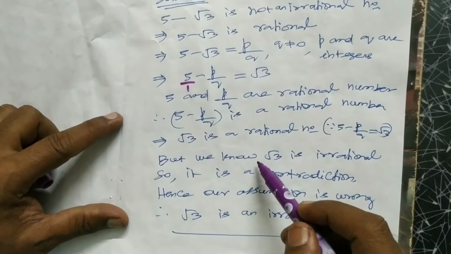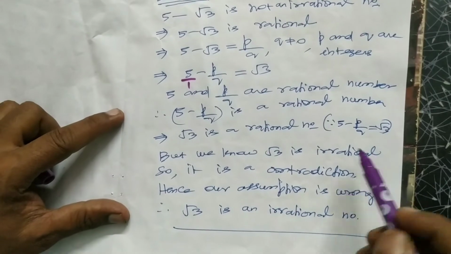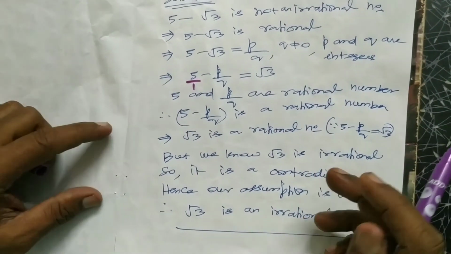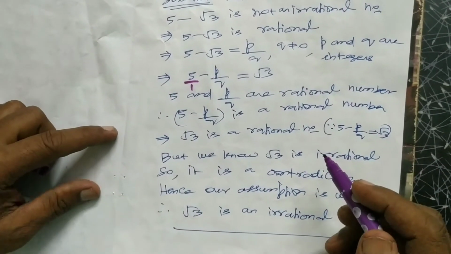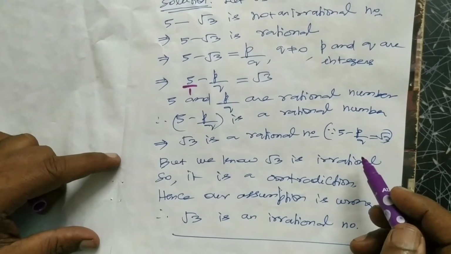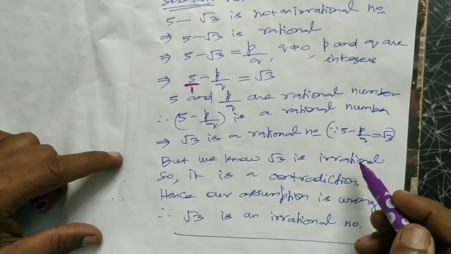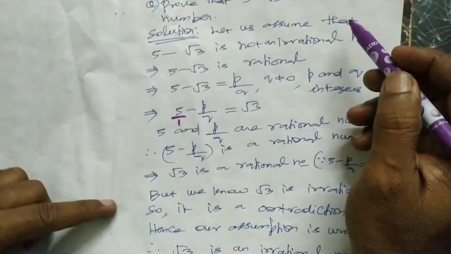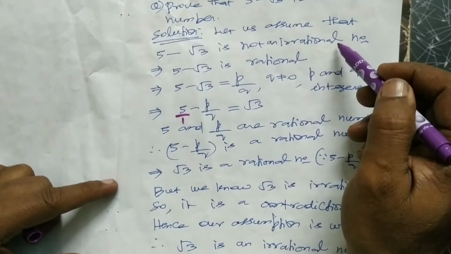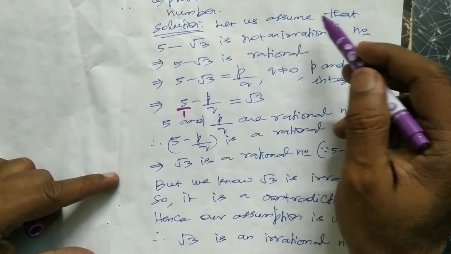But we have already proved that root 3 is irrational. LHS is rational, RHS is irrational. Therefore, this is a contradiction. On one side irrational is coming, on the other side rational is coming. Therefore, it is a contradiction. Why does the contradiction arise? Because of our wrong assumption. Then what is the correct assumption? Not irrational is wrong. Therefore, irrational is correct.